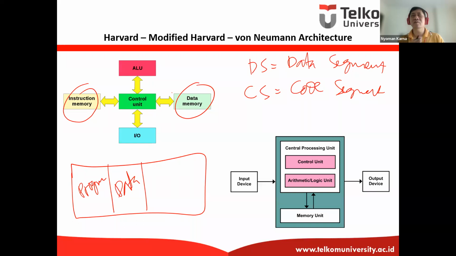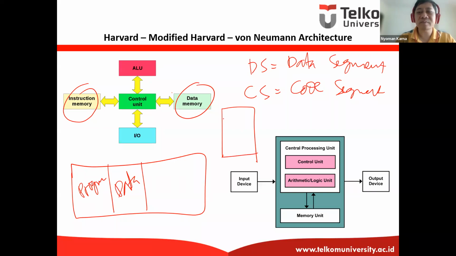Why do we need to split this memory? That's because data and instruction have a specific behavior. For example, something that we call locality.